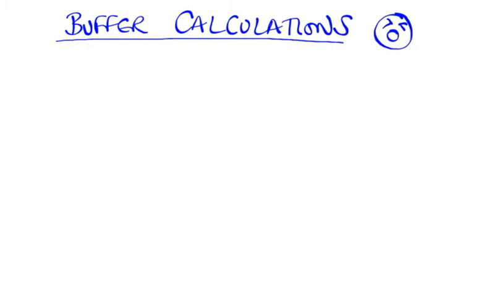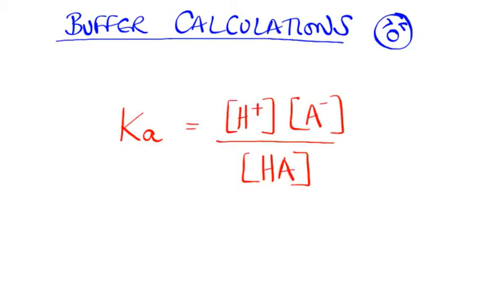Let's have a look at the Ka expression. So we've seen this before, and when we were dealing with a weak acid, one thing we were happy to say, and this made things easier, is that the concentration of hydrogen ions was the same as the concentration of the salt. However, with an acidic buffer, this is not true.